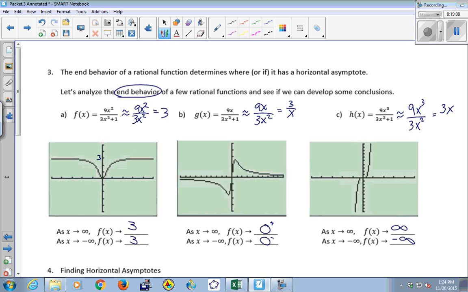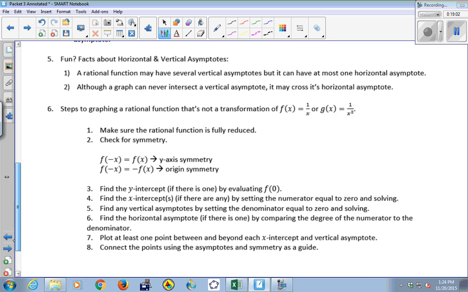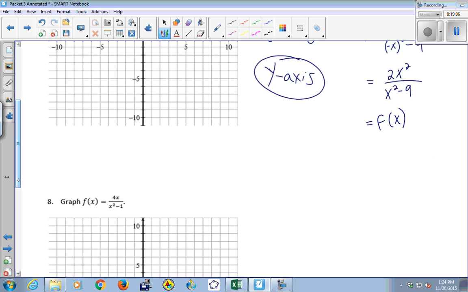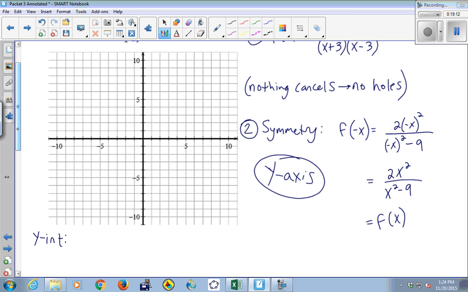All right, let's go back and see. Step 3 was find the y-intercept and then the x-intercepts. Oh, I don't have very much room here. Y-intercept. So in general, for any kind of function, to find a y-intercept, you make what 0? X. Make the x 0.